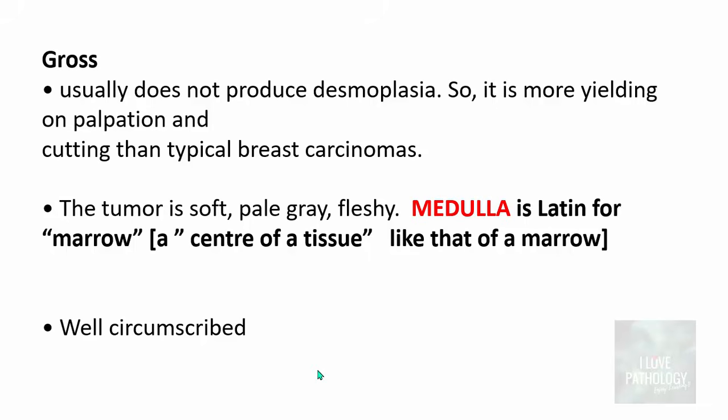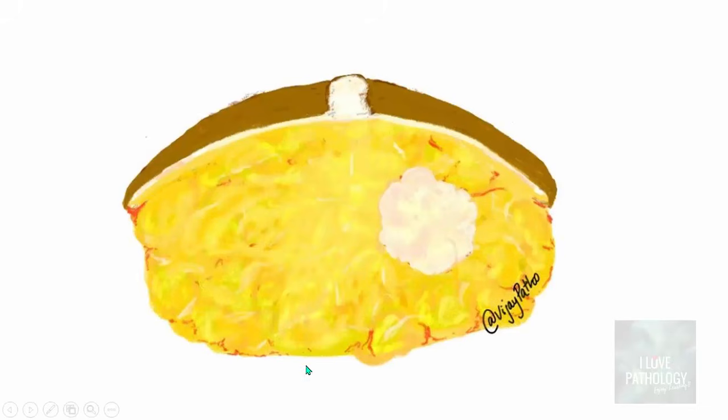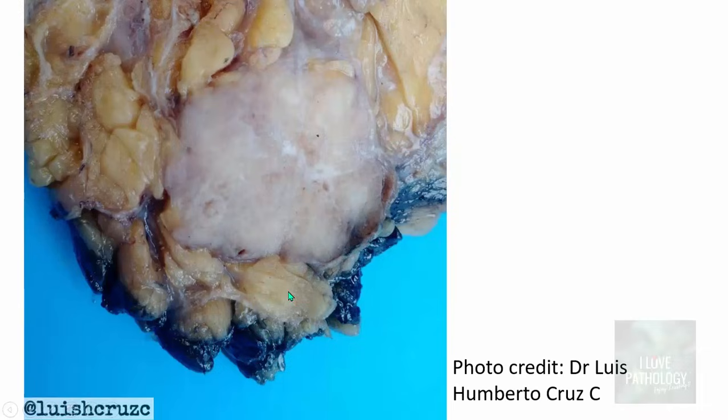These are, as I told you, well circumscribed lesions. Can you see this? This is a well circumscribed grey-white lesion, unlike infiltrating carcinoma, NOS type, where you saw typically irregular infiltrative borders. So this is the gross appearance of a medullary carcinoma. Look at this, a well circumscribed grey-white lesion.